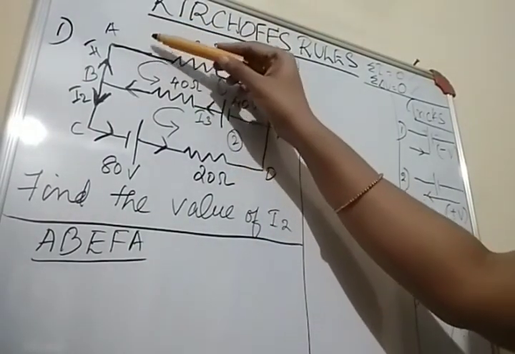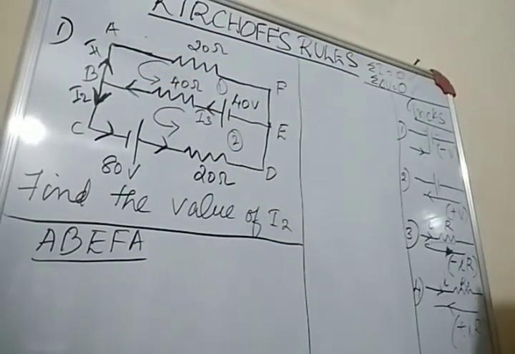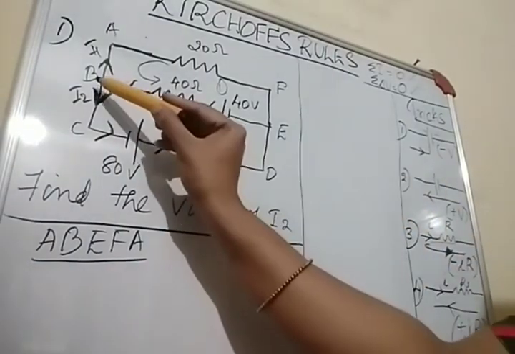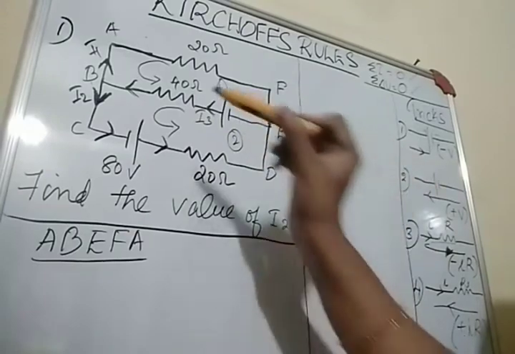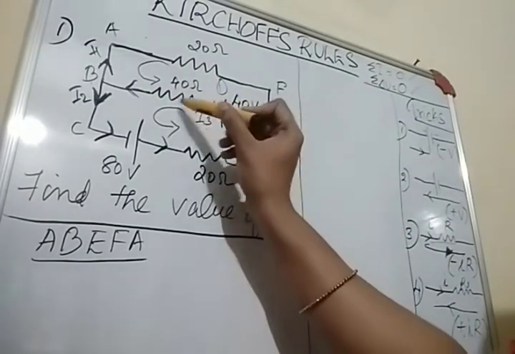As we move from A to B, there are no components, so there won't be any voltage drop. As we move from B to E, there is a resistor of 40 ohm. And what is the current flowing through the resistor? I1.